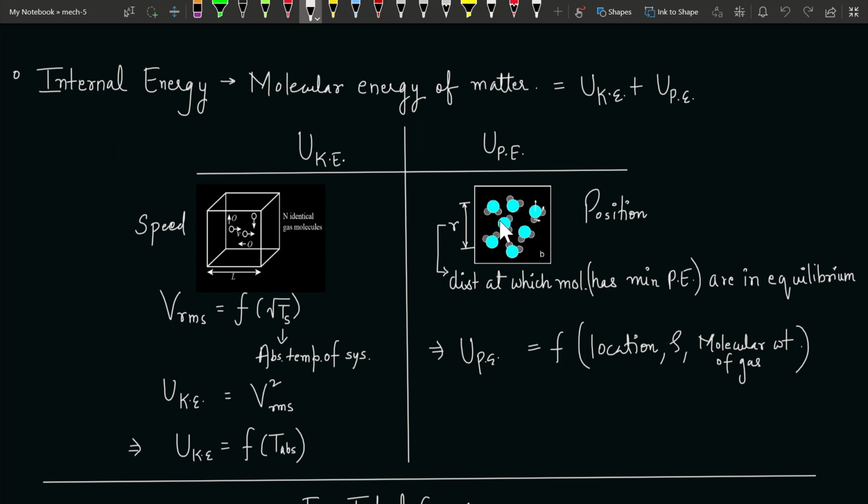Other than this, they might have high potential energy or low potential energy. So it depends on the location of the molecules, on the density or molecular weight of the gas. So this potential internal energy depends on these three things and much more. So therefore now we can conclude that internal energy is nothing but the molecular energy possessed by a body due to its molecular arrangement and activity, or it is the sum of kinetic internal energy and potential internal energy.